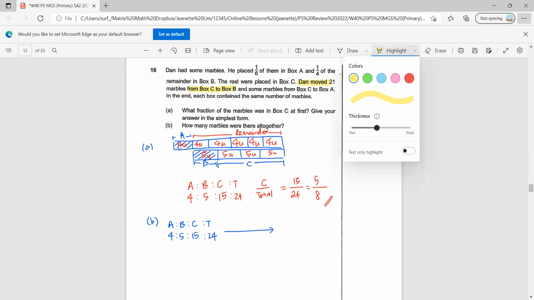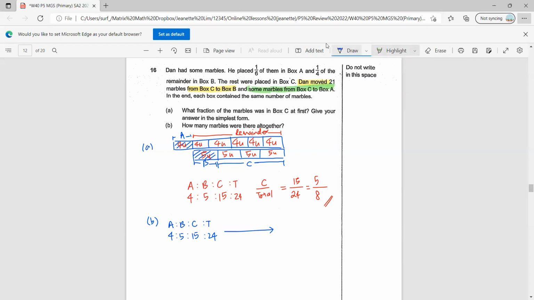And some from C to A. So if we have A, B, C, we are taking away 21 from C, move it into B. We are taking some from C and put it into A. So in the end, they have the same. They're actually taking marbles from one and putting it into another, right?